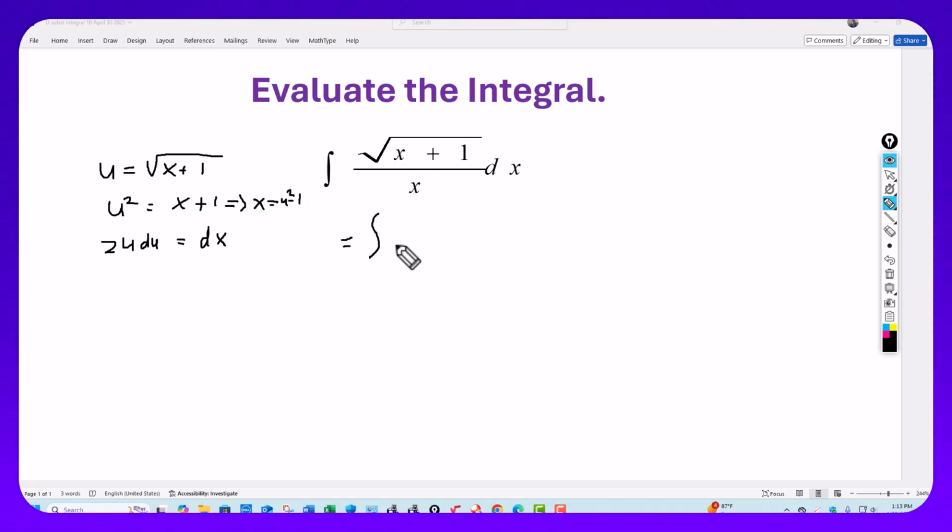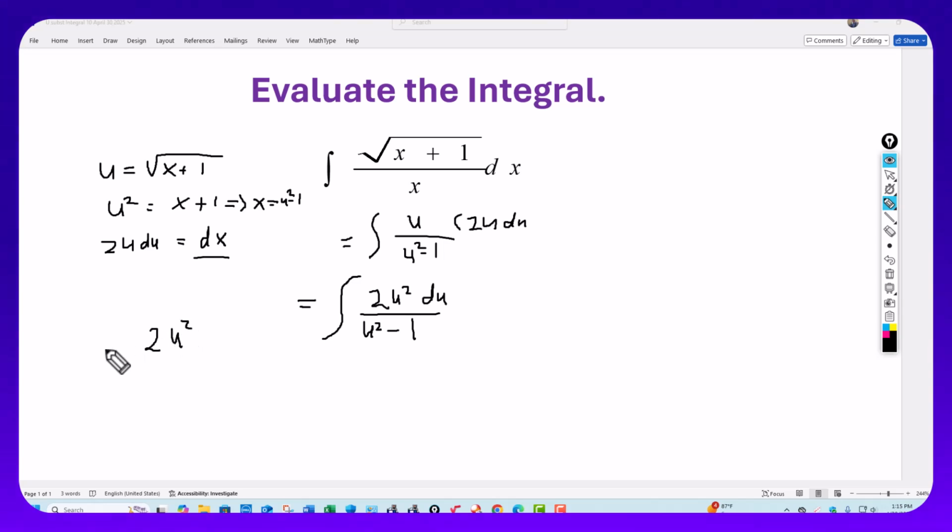Okay, so the numerator, that's your u. dx is 2u du, right here. And the x is going to be u squared minus 1. So multiplying this out, we get 2u squared du over u squared minus 1. So now we have a rational expression for the integrand in terms of u, but the degrees are the same here. So let's go ahead and use long division in this case: 2u squared divided by u squared minus 1.